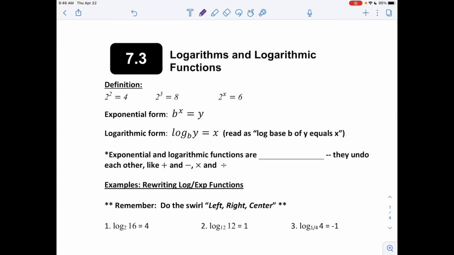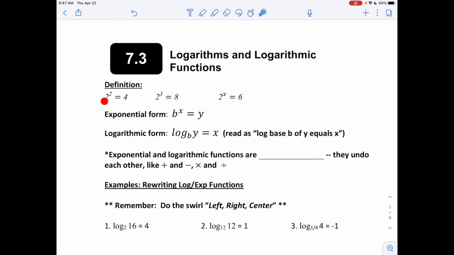Hi everyone, today we're going to be talking about lesson 7.3, which is logarithms and logarithmic functions. And it's a funny name, and it looks even funnier whenever you see the actual function. So the first thing I want you to remember is just a few basics of how powers work.